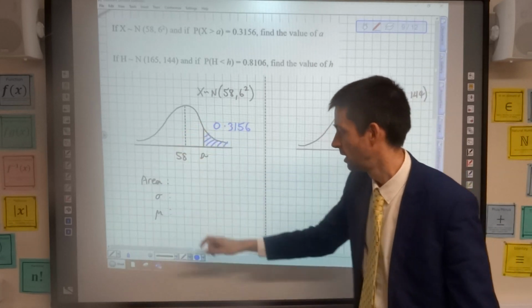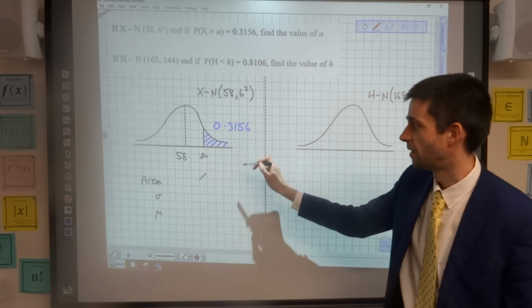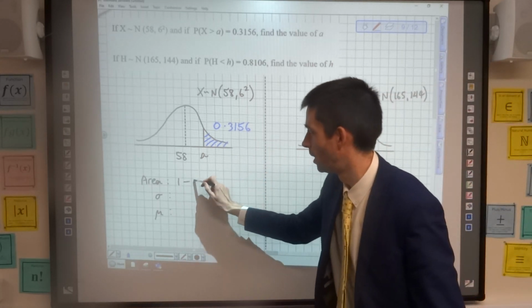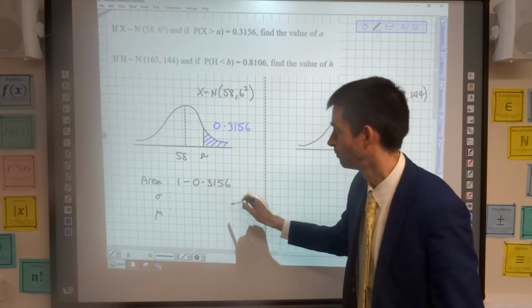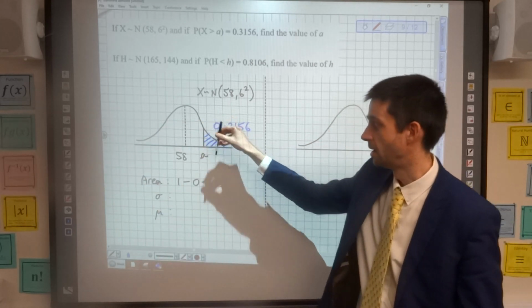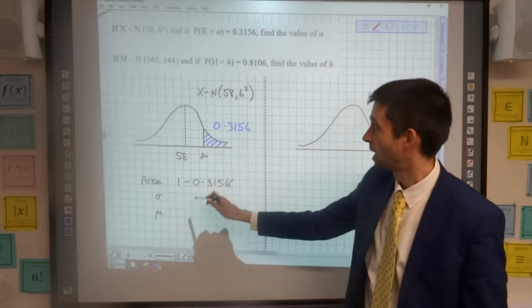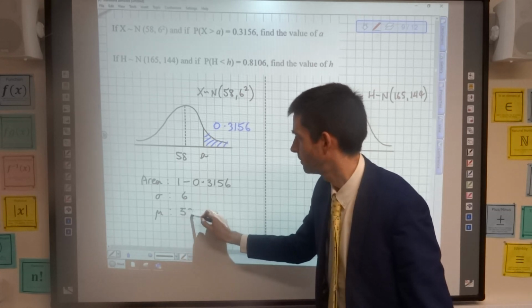Now, the thing about the area is it wants the area to the left of the value that you're trying to find. So here, we're not going to tell it the area of 0.3156. We're going to put in 1 minus 0.3156, because that's going to tell us the rest of the area to the left of that line there. Now, standard deviation is 6, and the mean is 58.